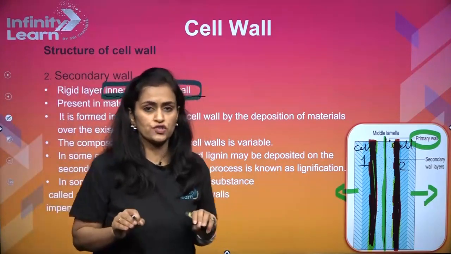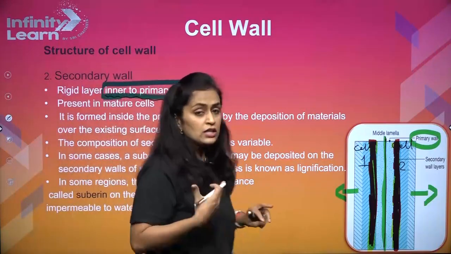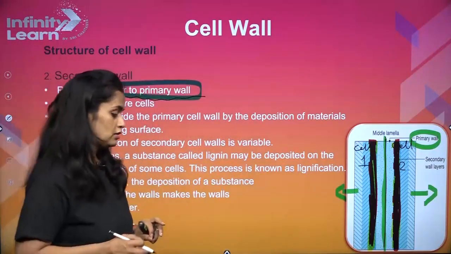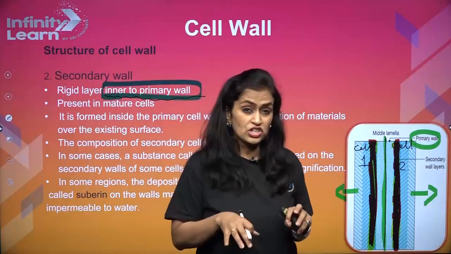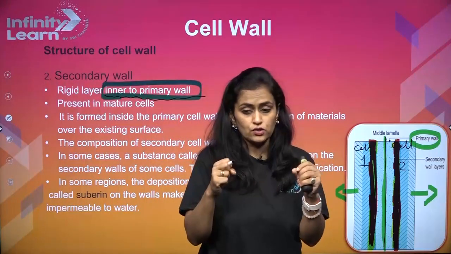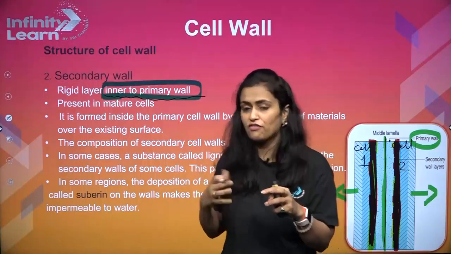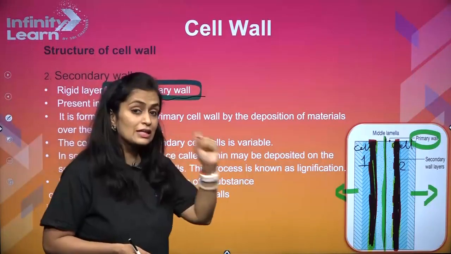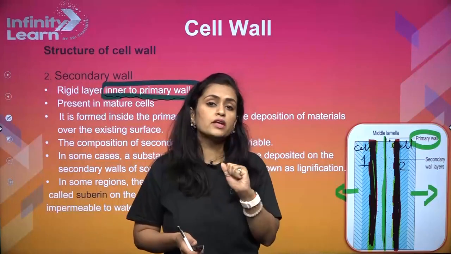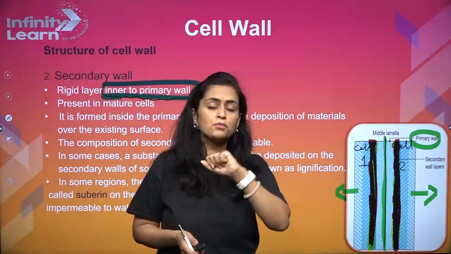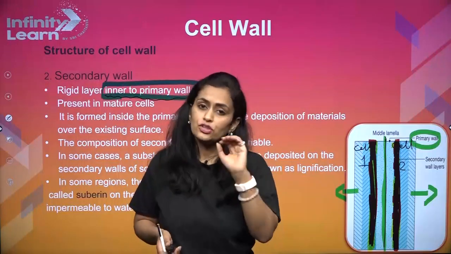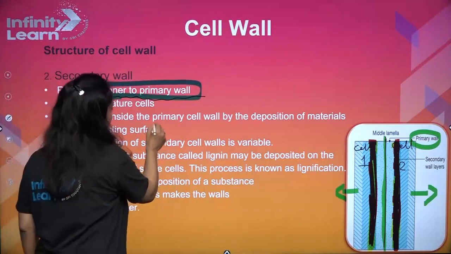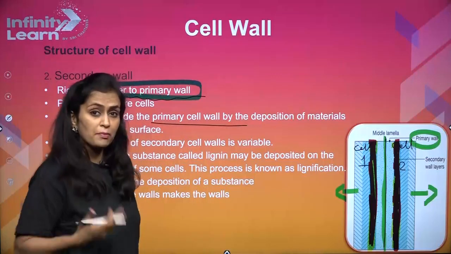Now, it is present where? It is present in mature cells. It is not present in younger cells. Why? Because secondary cell walls are very rigid. They are so rigid that they are strong, so they cannot move much. Not much flexibility is present there. So if the secondary cell wall were present in young cells, it would be a big problem for them to divide, and to show a little bit of flexibility. That's why it is present in mature cells. It is formed inside the primary cell wall. And what makes it so rigid?